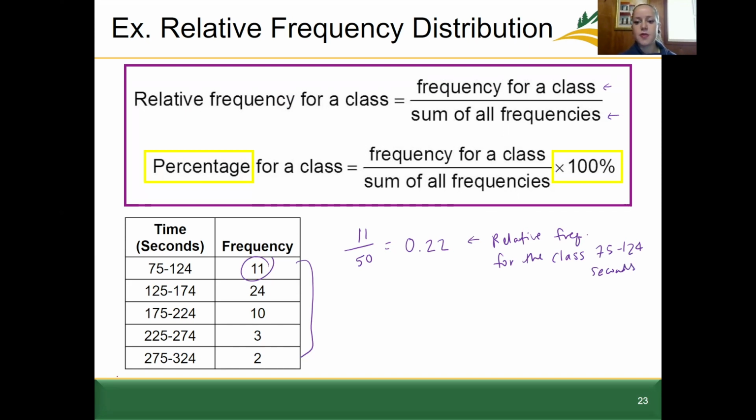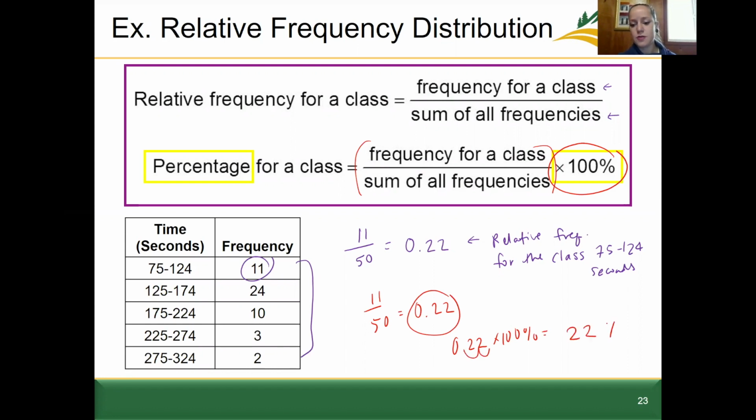Okay, let's now do an example for percentage. So for percentage, we have the same part of the equation. So again, we'll take 11 over 50, that equals 0.22. To get this value into a percentage, we're gonna take 0.22 and multiply it by 100%. So to do that, we would move the decimal point over 2 places. We end up with 22%.